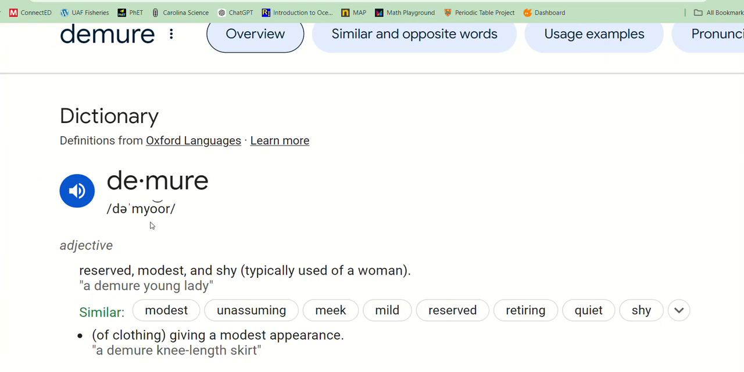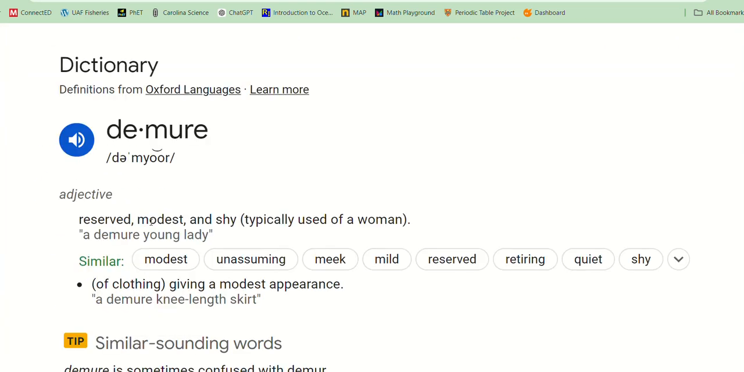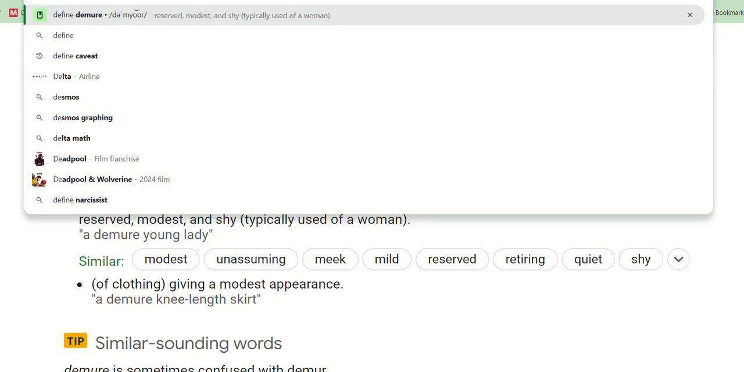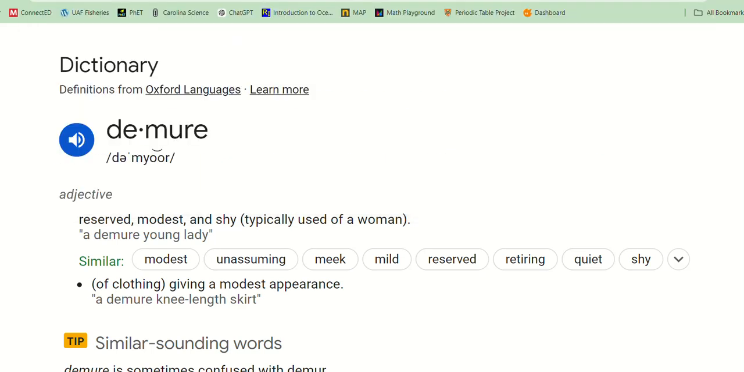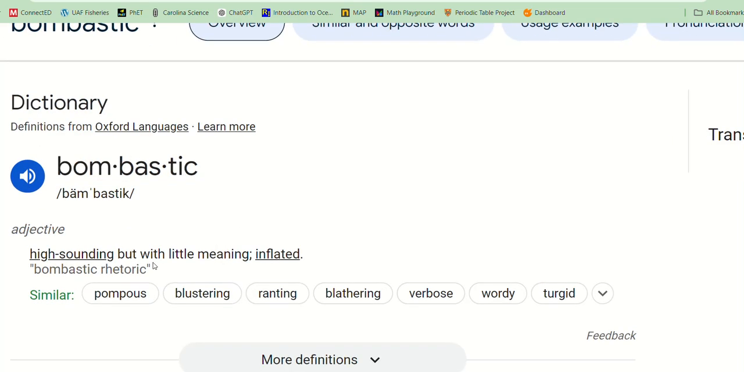Reserved, modest, and shy is what it really means. Modest. A demure knee-length skirt is permitted per our dress code. Cool. And I just want to show you guys that it doesn't make sense. I don't know if it was this class who talked about it. Bombastic means high-sounding, but with little meaning.